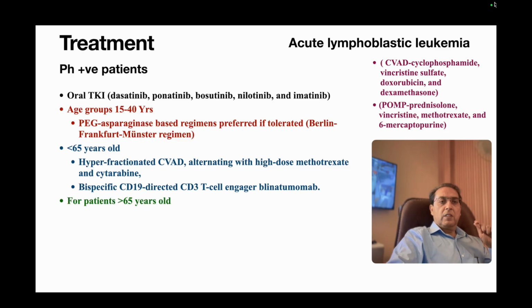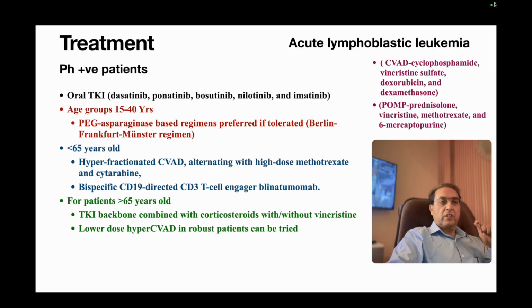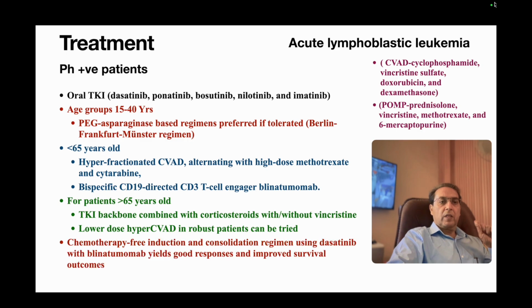For patients who are 65 years or older, we can use tyrosine kinase inhibitors as backbone combined with corticosteroids with or without vincristine. Lower doses of hyper-CVAD can also be used in patients who are robust and fit. Chemotherapy-free induction and consolidation regimens using dasatinib with blinatumomab yield good response and improve survival.